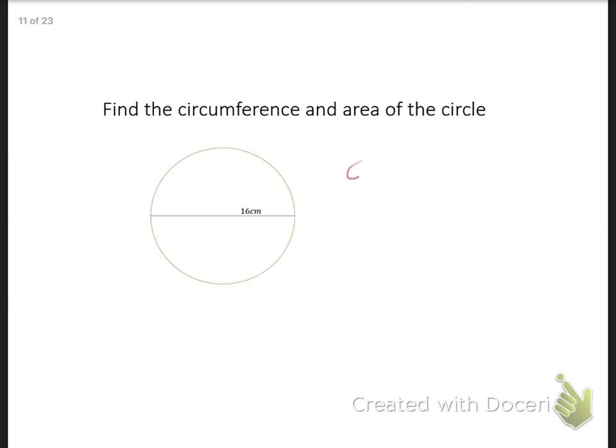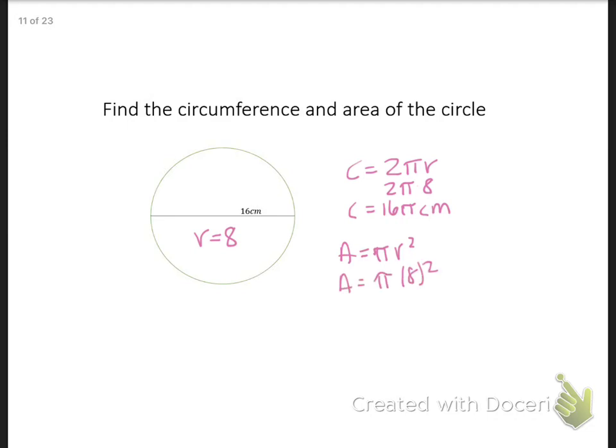Okay, find the circumference. So circumference, remember, is 2 pi r, and the area is pi r squared. So in this, my radius is going to be half that diameter, so 8. So I just plop that 8 in here. So 2 times 8 gets me 16 pi, and then we just label it centimeters. I plop my 8 in here. 8 squared is 64, so 64 pi centimeters squared because we're doing area.